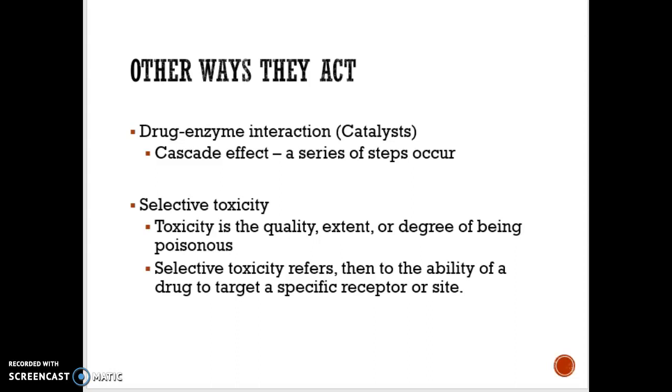Then we need to think about selective toxicity. Some drugs are specifically designed with toxicity, we know that they're toxic. Toxicity is the quality, the extent, or the degree of being poisonous. With selective toxicity, this drug has been developed to target a very specific receptor or site.